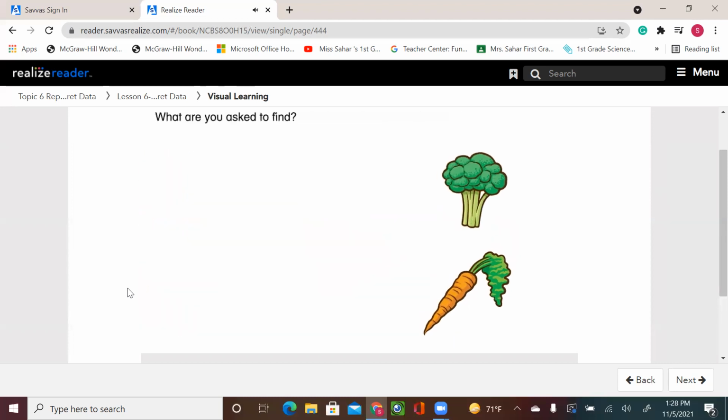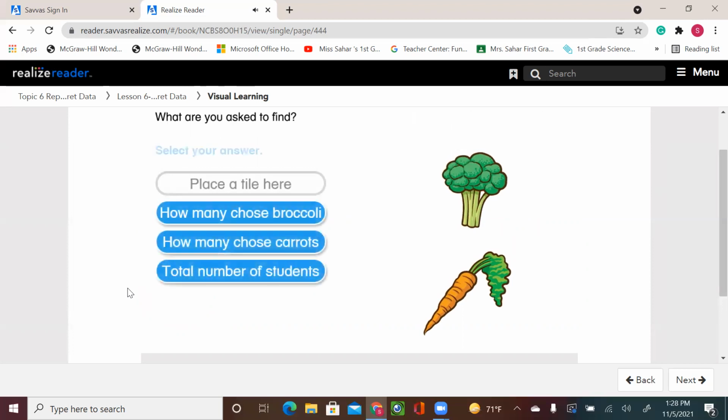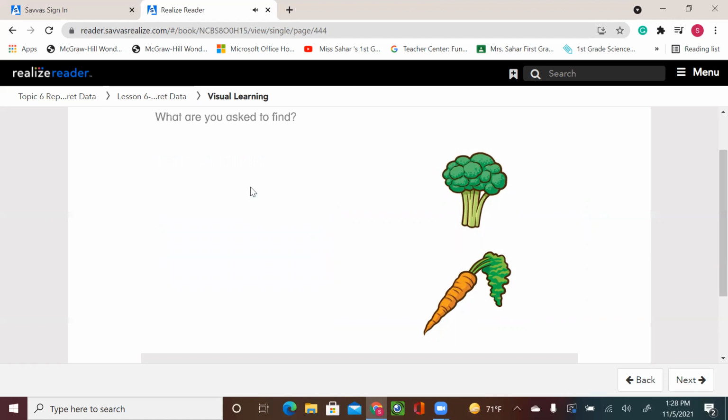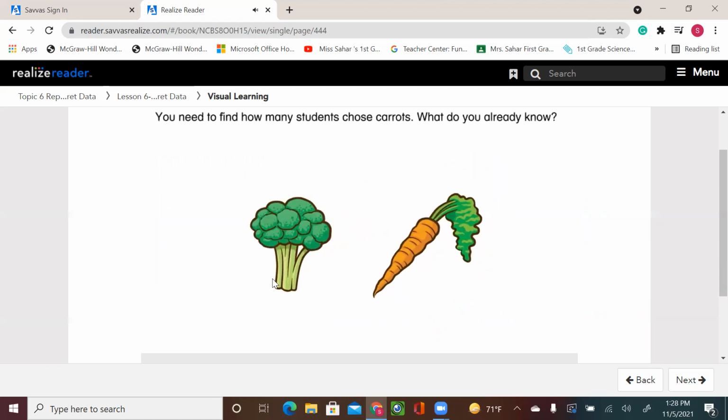What are you asked to find? Select your answer. We look at how many chose carrots. If you remember the previous lessons, when we have the whole and you have one part, you need to get the missing part. You need to find how many students chose carrots. What do you already know?